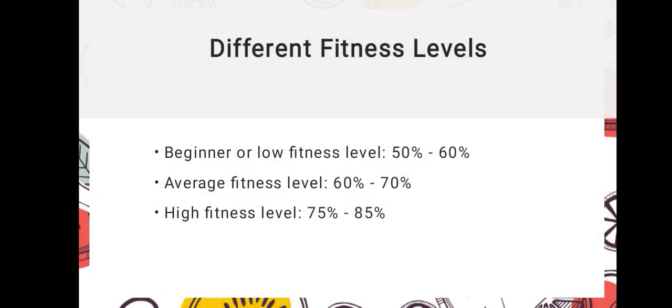Well, these are the different fitness levels. For the beginners or low fitness level, yung mga baguhan pa lang na ngayon lang talaga nagbalak mag-ehersisyo, ay 50% to 60% yung kukunin nila. At yung average naman na medyo sanay-sanay na, kukuha kayo ng 60% up to 70%. And for those na sanay na talaga sila sa mga kung ano-anong ehersisyo, mapa hard man o easy lang, kukuha sila ng 75 to 85%.